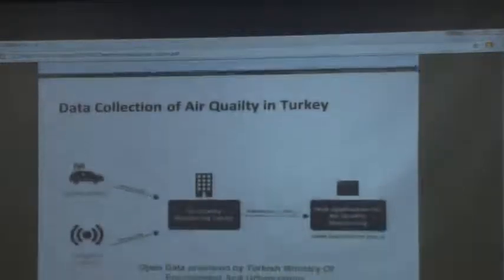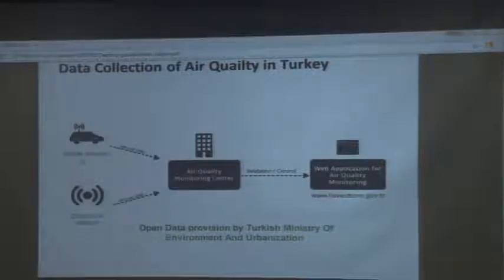Okay, so firstly, let's come to the data collection. That's something that we didn't do. It's actually done by the Ministry of Environment and Urbanization, which is a public body in Turkey, which is dealing with all the urbanization, buildings, and all the environment issues. So the ministry established a project several years ago. It's called Hava İzleme, like monitoring the air quality. In this project there are 250 stations all around Turkey.